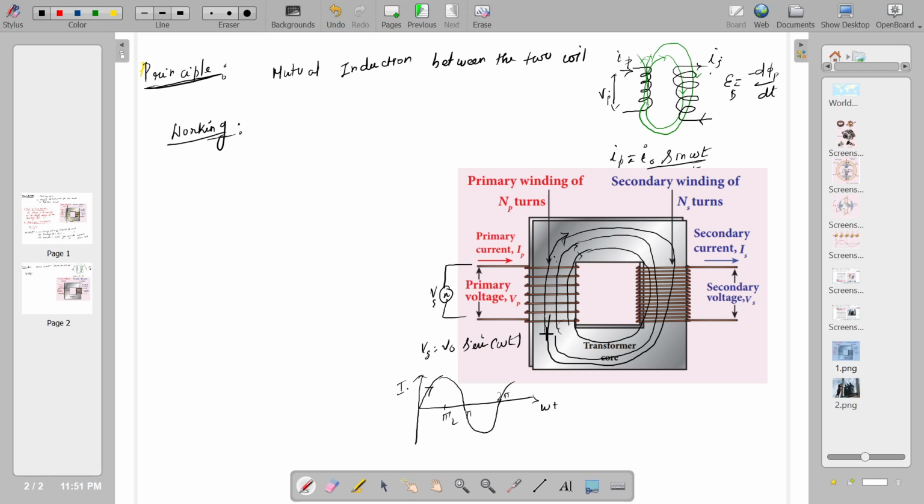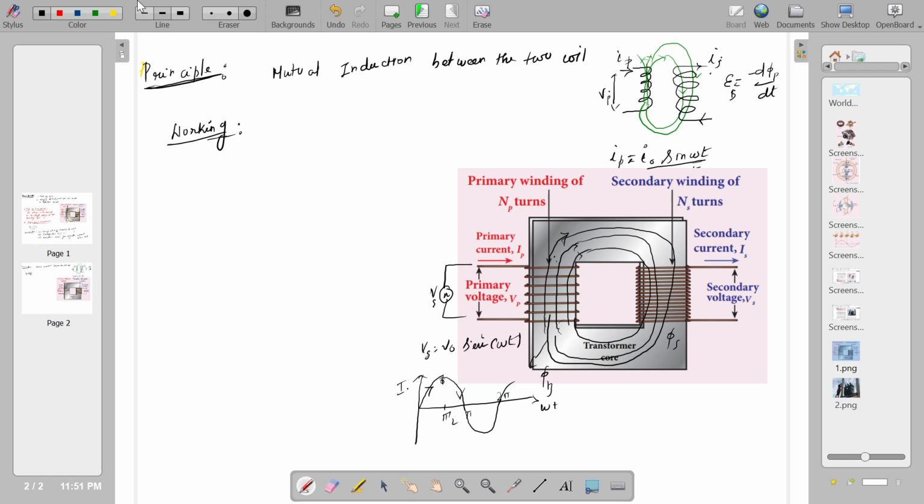So if the flux in the primary is phi B, the secondary also has the same phi B. That means the flux changes because the current is going to change. Initially the flux will keep on increasing up to pi by 2, when omega t equals pi by 2. Then from pi by 2 to pi, it will keep on decreasing, but in the same direction. Then after crossing pi, the flux will grow in the other direction.